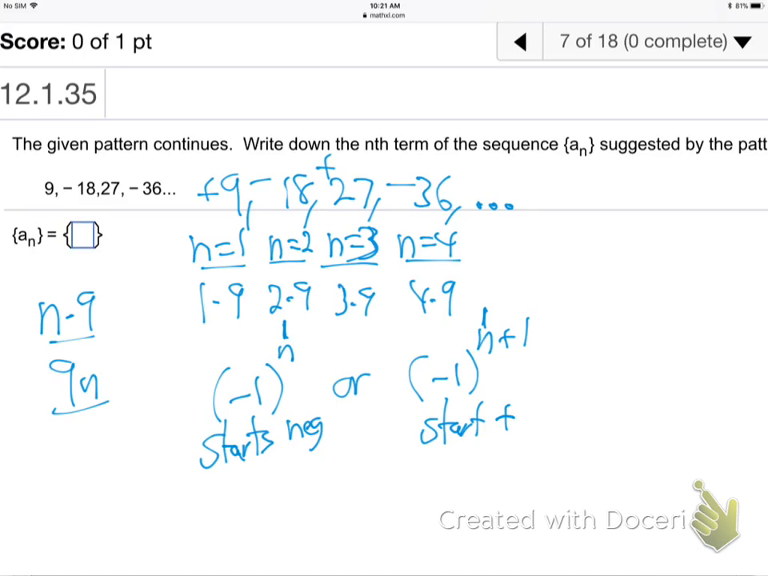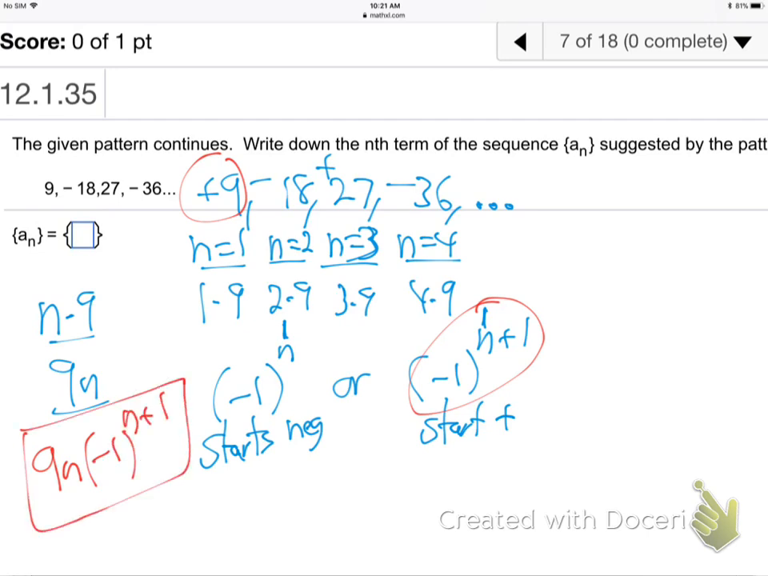For n equals 1. So which one do we want? We want to start positive, so we want this one. So our answer is 9 times n times minus 1 to the n plus 1. That's the formula that will produce this pattern of numbers. Is that good? All right, I'm going to move on if you're good.